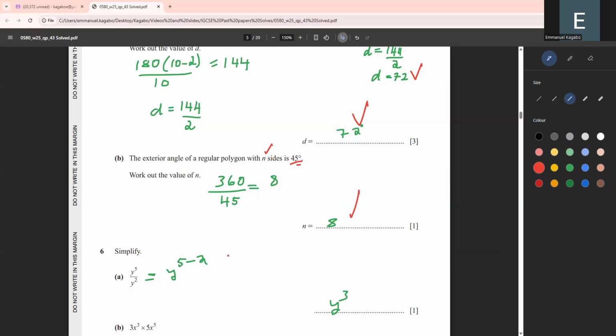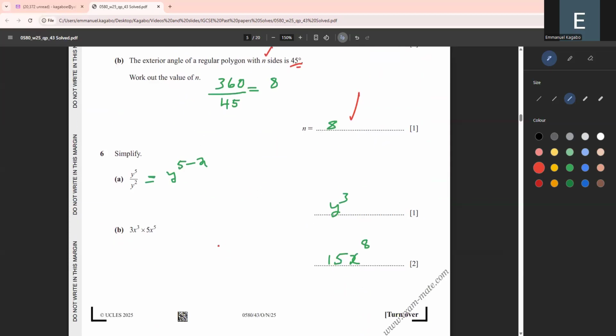Okay, remember in this paper, you have a calculator. Okay, very good. Now, question 6, y power 5 divided by y squared. It's just remembering that a power m divided by a power n will give you a power m minus n.